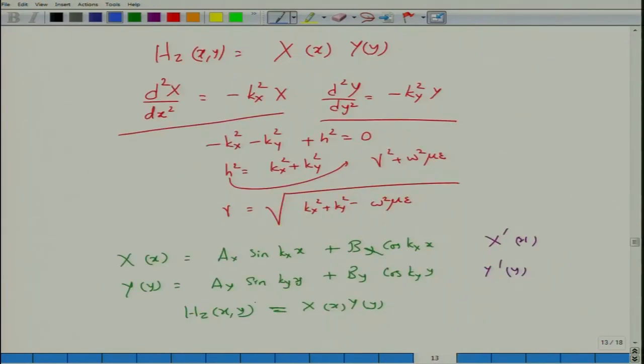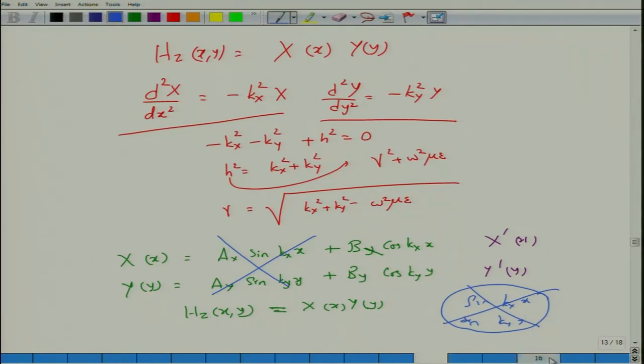So, if I go back to these expressions, Ax is 0, Ay is 0. So the equations do not contain the sine terms, they will contain the cosine terms. But our electric field components are actually proportional to the derivatives of these quantities, right? Ey is proportional to del Hz by del x, which means they will be of the form sin kx x, sin ky y. And when m is equal to 0 and n is equal to 0, then what will happen? kx will be 0, ky will be 0. So the electric field components will be completely 0.